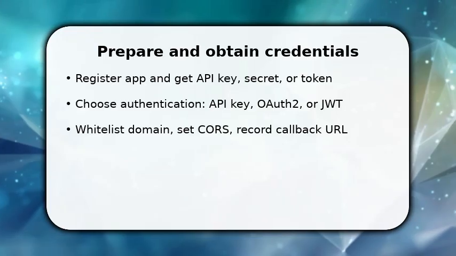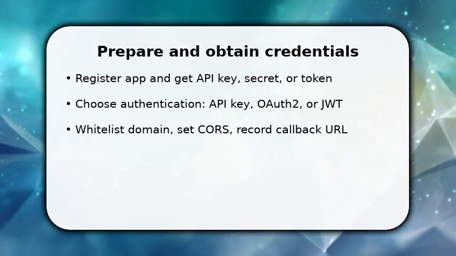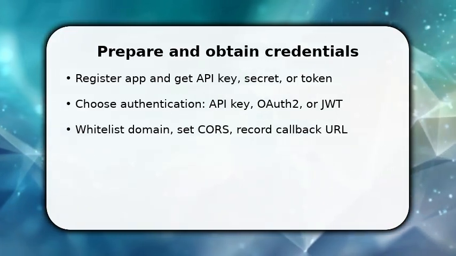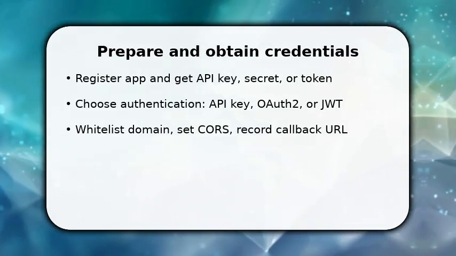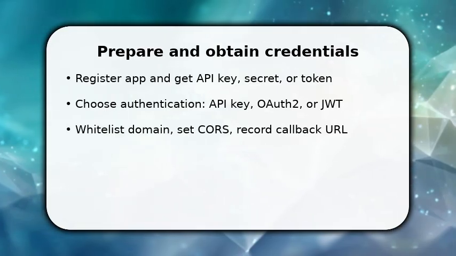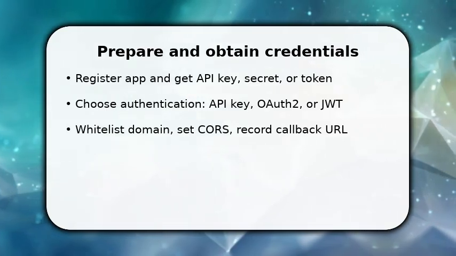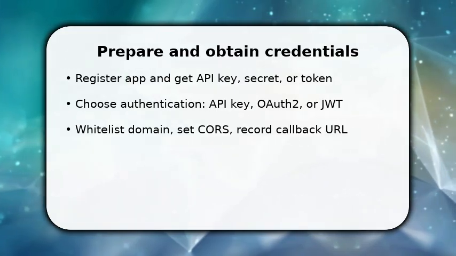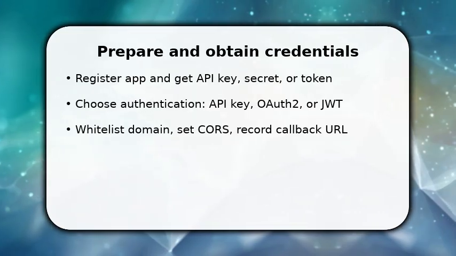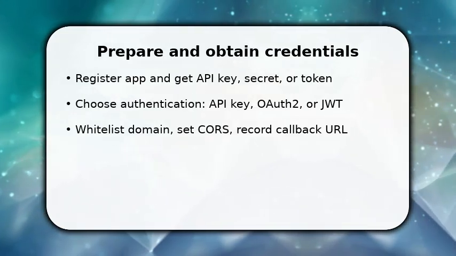You'll start by gathering prerequisites and making the first calls. Create an account, register your website as an application, and obtain an API key or OAuth 2 client ID. Once done, whitelist your domain and set the callback URL so responses return correctly. Make sure to configure CORS and restrict the key to your origin to reduce exposure.